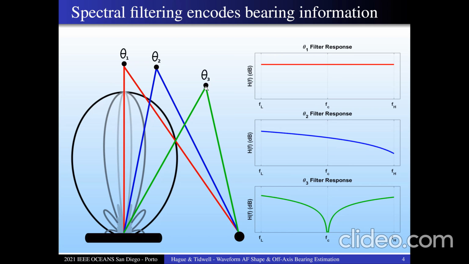Now, for the target on the green path, still we get a strong response in the low frequency case, but we hit a notch in the medium frequency and then exist somewhere in the side lobes in the high frequency case. And we get this sort of notch filter type response.